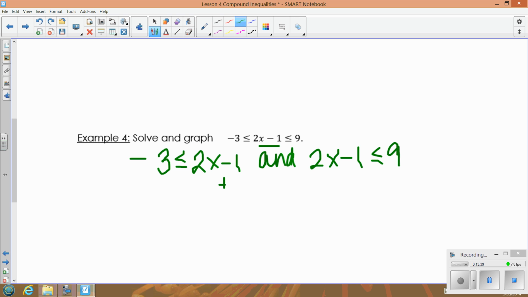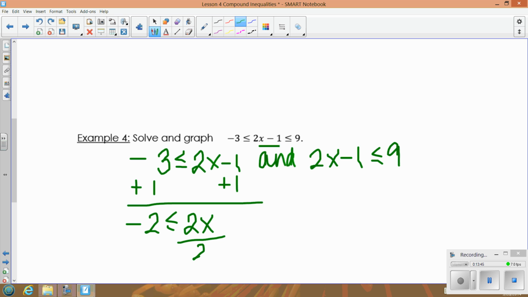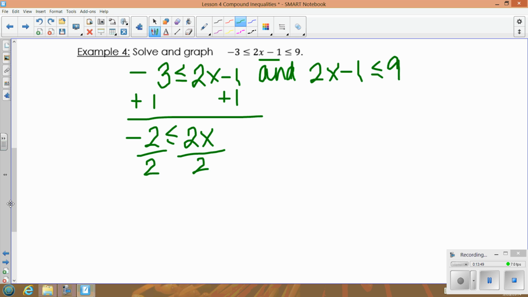So I'm going to bring my 1 over. So I get -2 less than 2x. Divide by 2. Notice that I'm dividing by a +2. Just because this case over here, it's a -2 up top, doesn't mean I need to flip the sign. It's only when it's whatever you're dividing by, is whatever this number is down here. So I'm dividing by a +2, which means I keep the sign as is.